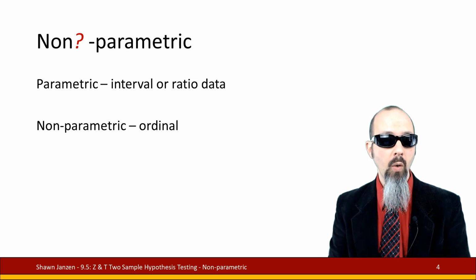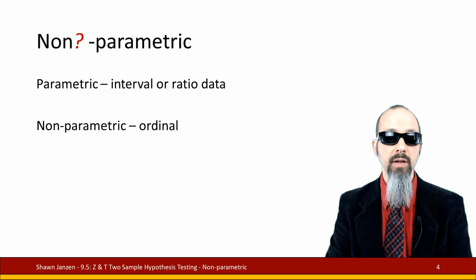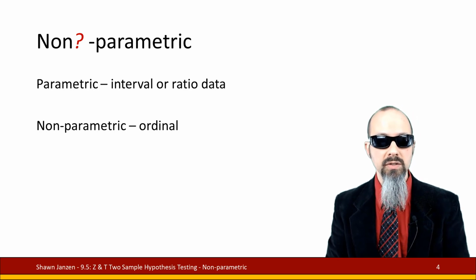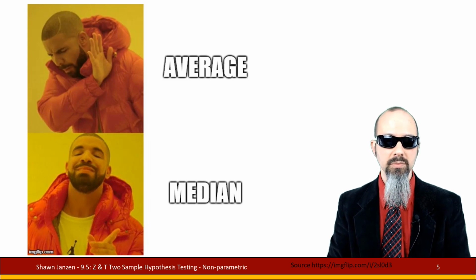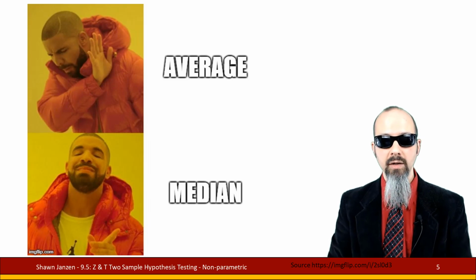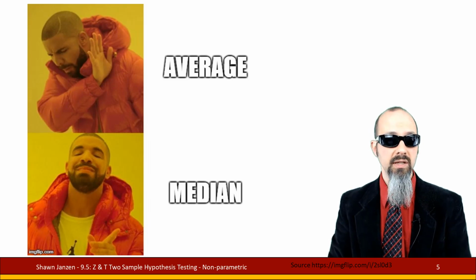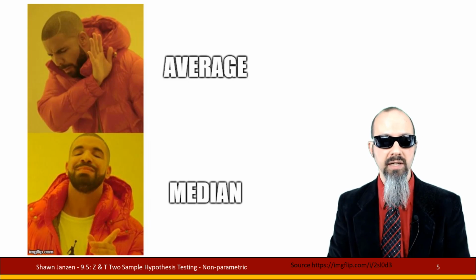Non-parametrics are for ordinal variables, the categorical ones, not nominal, because nominals don't have any ranking to them, but the ordinals do. Now, keep in mind, parametrics have things like means and standard deviations. But when we deal with the ordinals and the rank groups, we're switching gears to the median. And the median is where it's at for the non-parametric tests.